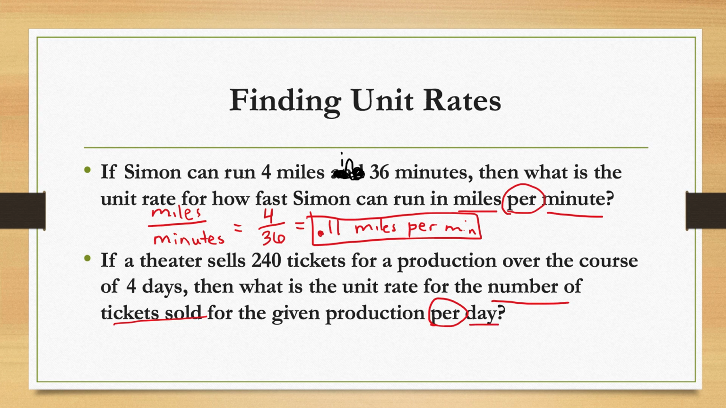So the first thing we want is number of tickets. That's going to go on the top. And then the days goes on the bottom. So plug your numbers in. The theater sells 240 tickets. So the number of tickets, remember, is on the top. Over the course of 4 days, the days are on the bottom. And so now we will divide that out. That gives me 60 tickets per day.